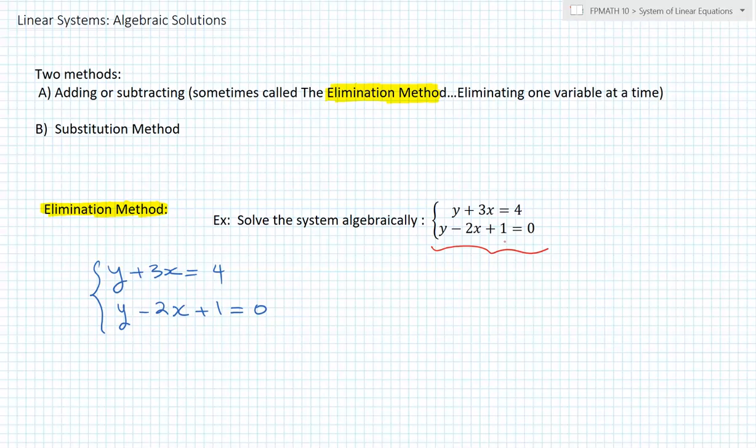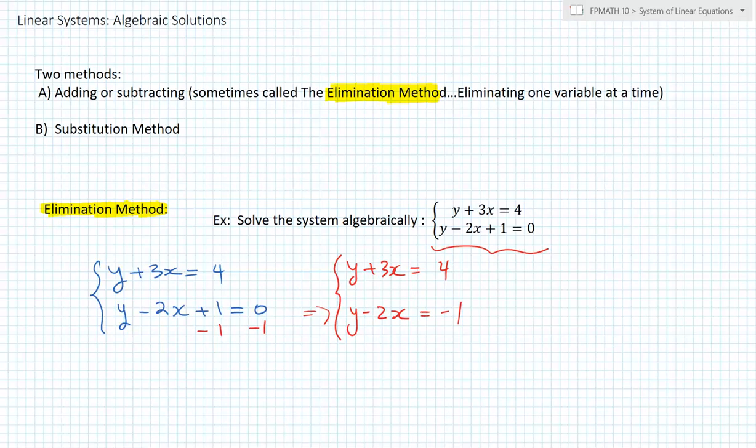So we're just going to change the second equation to the form of the first equation. And that's simple to do. Let's basically move the positive 1 to the other side, so that we have y minus 2x equals negative 1, and the first equation is y plus 3x equals 4. Great. Now that we have both of them in the same form, we're going to go ahead and use the elimination method.